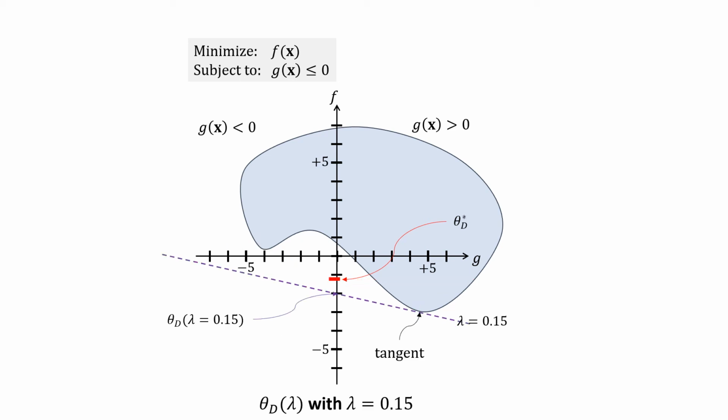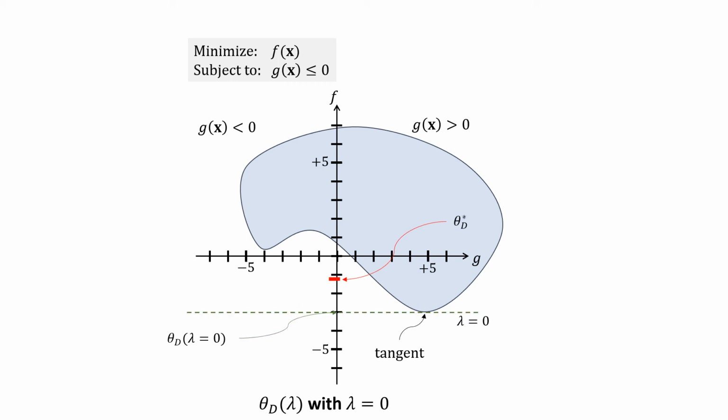This is with lambda equals 0.15. The contour is now tangent to the blue region in the right half plane, which is infeasible. Thus, the x that minimizes the Lagrangian f(x) plus lambda g(x) for this value of lambda is infeasible. Also note that theta d begins to decrease now. It was here and now it's beginning to go down. Thus, this point is the maximum of theta d, which is theta d star.